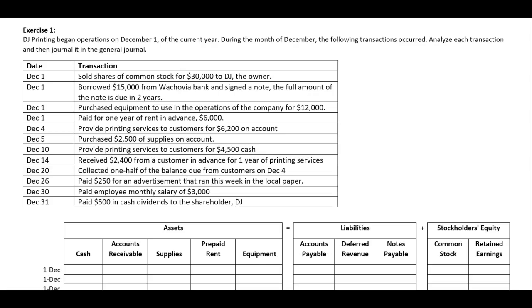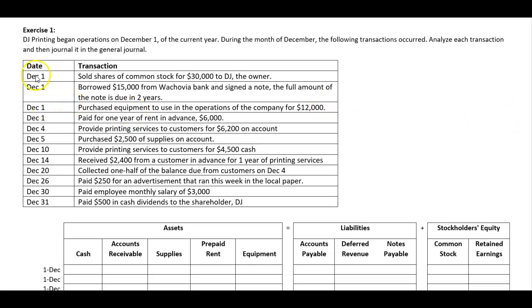So for every action, there's a reaction. Sounds sort of like science, right? In theory, that is true. For everything that happens in the equation, something else has to offset it, because everything we have as assets has to have a claim against it. Whether it's creditors' claims or owners' claims, everything has a claim in a business.